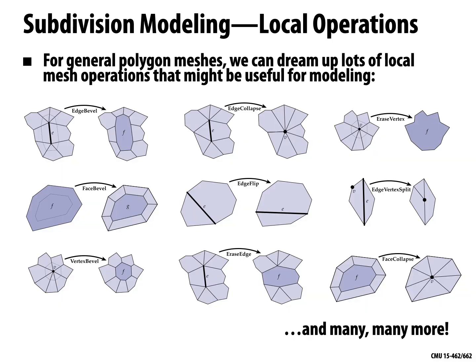And there are a lot of different local operations you could do to manipulate your control cage. You'll implement a bunch of them. So beyond just flipping and splitting and collapsing, you could do bevels. You could do other kinds of erasing and collapsing and so forth.